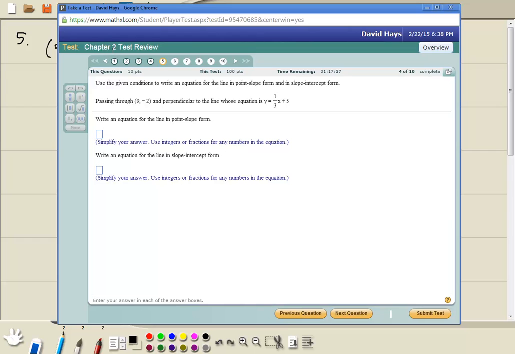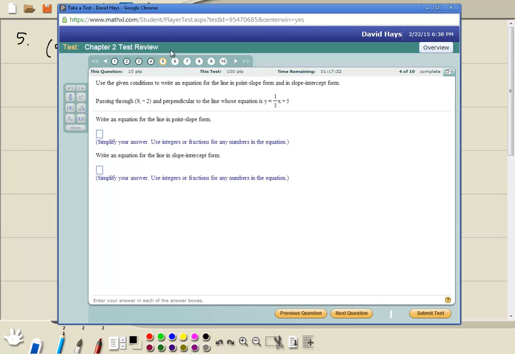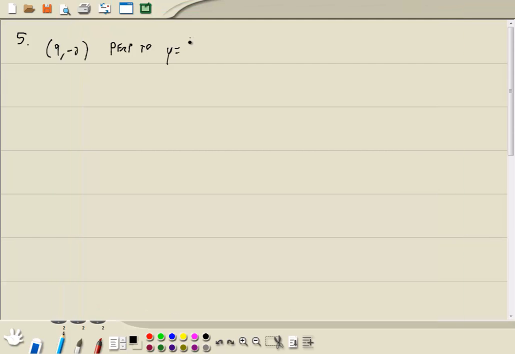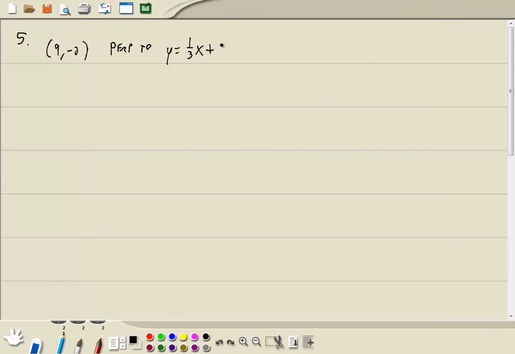And perpendicular to y is equal to 1/3 x plus 5. Okay. Now, just in general, to find our slope, perpendicular line slopes are negative reciprocals. So the slope of this perpendicular line is, well, we start with 1/3.